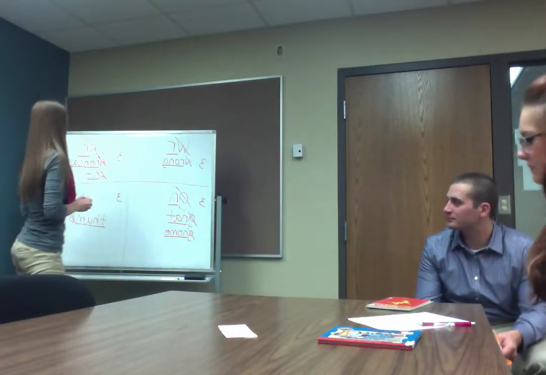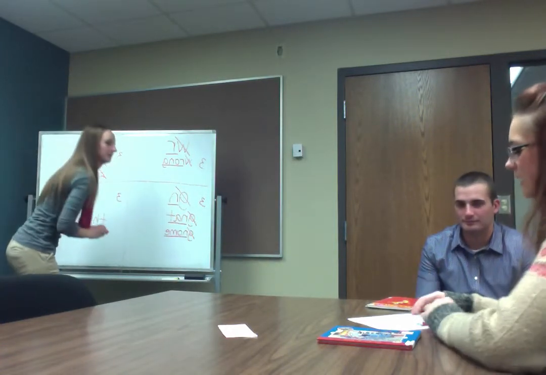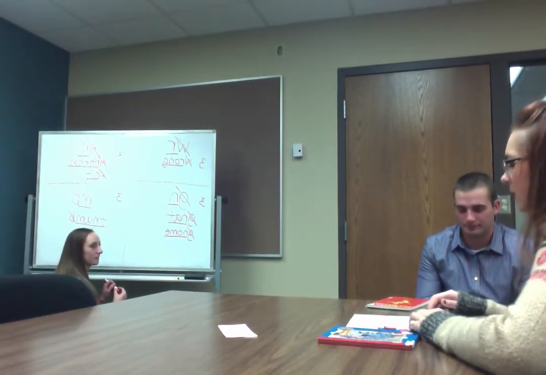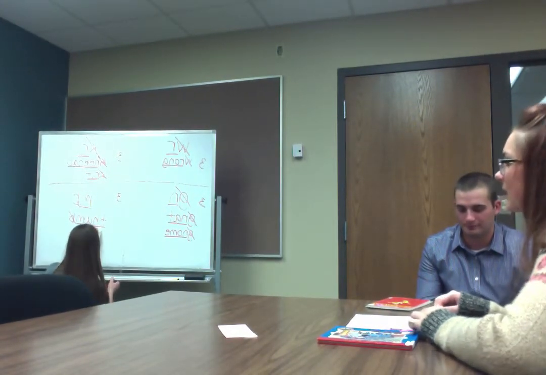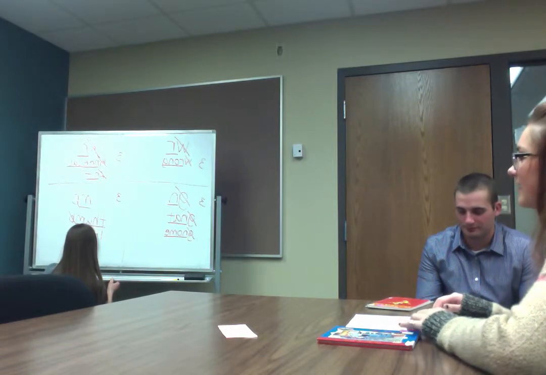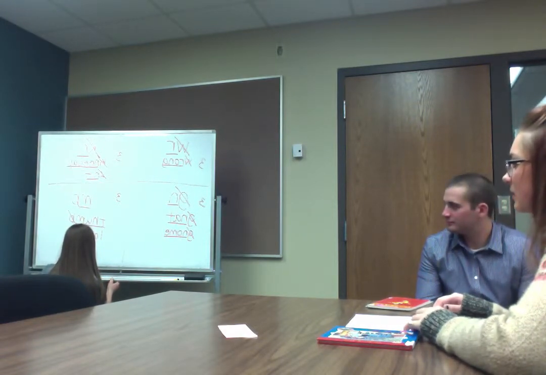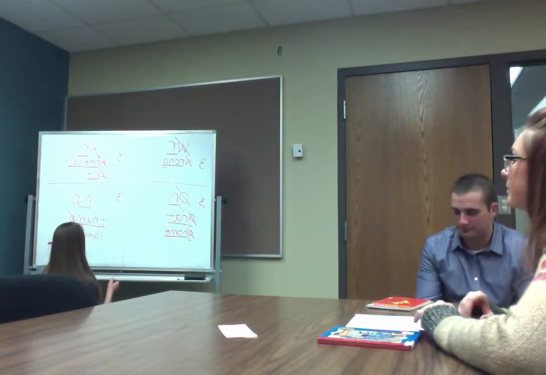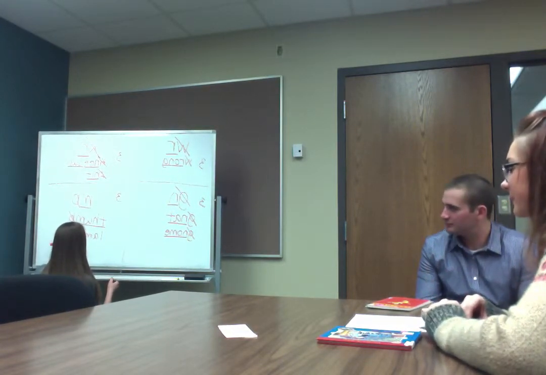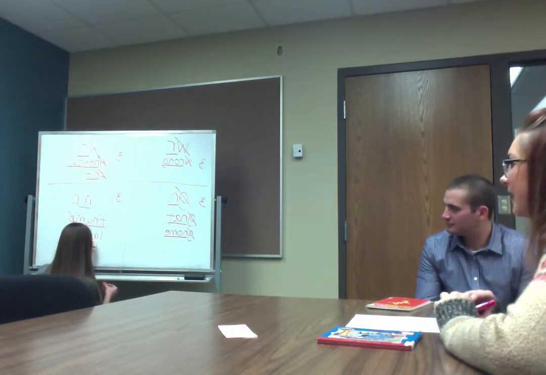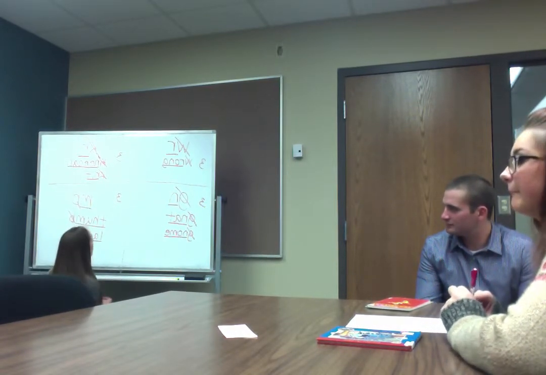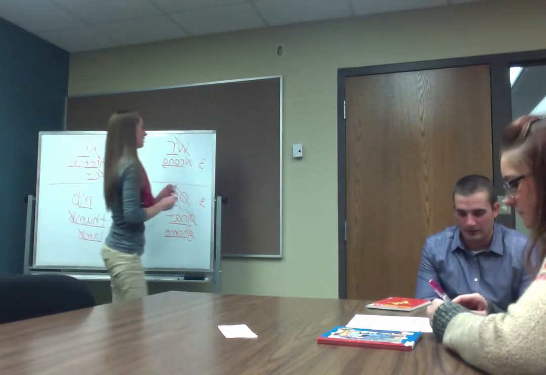Aaron, will you give me one of your MB words? Lamb. Spell lamb. L-A-M-B. Okay. And what letter are we crossing out that's silent? B. Good. And what letters are we underlining? LAM.